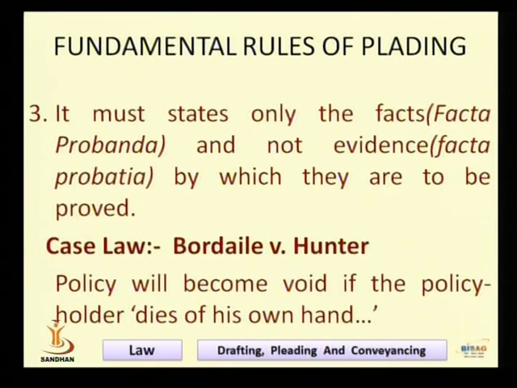So this is called the facta probantia and facta probanda. Facta probanda is necessary. Facta probantia is not at all necessary to mention. Rather, if you disclose the facta probantia, it will help the opposite party to make his or her case more powerful. On that basis, one can adversely prove the contentions of the other party.